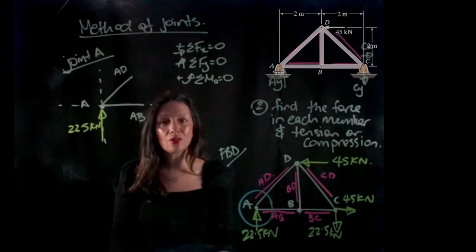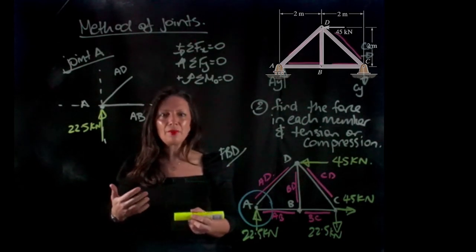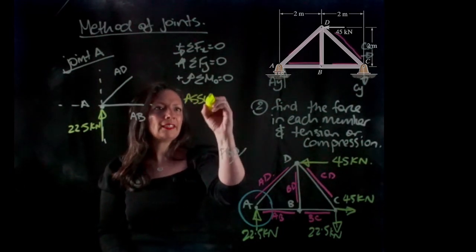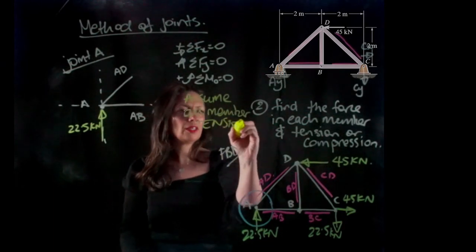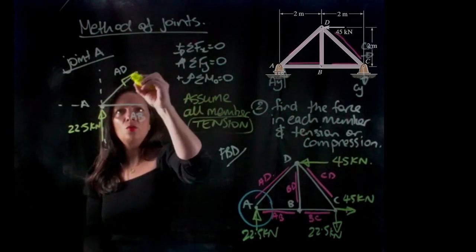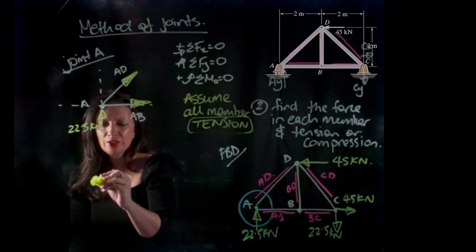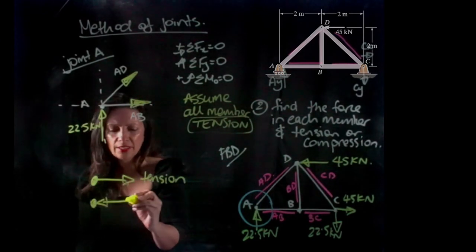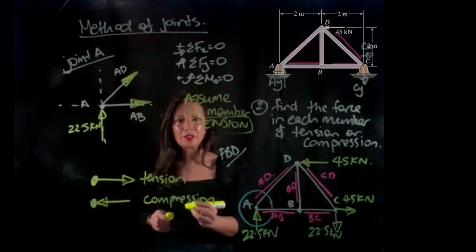So in all these problems, I always assume that my members are in tension. So if my result comes out negative, then it means that my member is going to be in compression, but the magnitude will always be the same. So let's assume all members are in tension. So if all my members are in tension, it means that I'm going away from the joint at A, and the same with AB. So just for quick reference, here is my joint. If I go away from the joint, then I'm in tension. And here is my joint again. If I'm towards the joint, then my member is in compression. Okay, and this is something that we need to remember when we're doing method of joints.